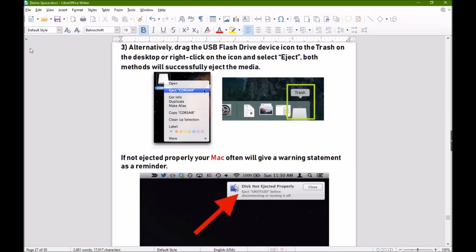Third, as with most functions on a computer, there are alternative means. You could drag the USB flash drive device icon to the trash on the desktop, or right-click on the icon and select Eject. Both methods will successfully eject the media. And as a final note, if not ejected properly, your Mac often will give a warning statement as a reminder.